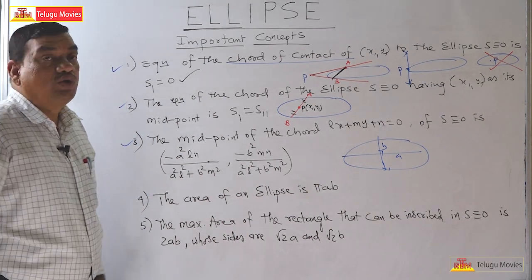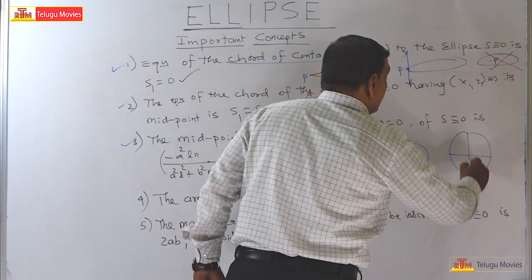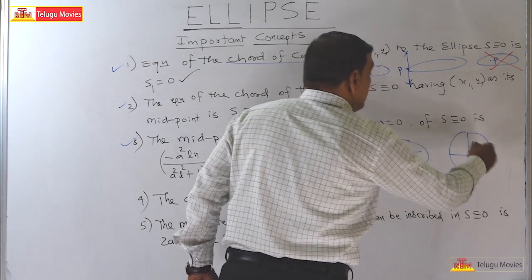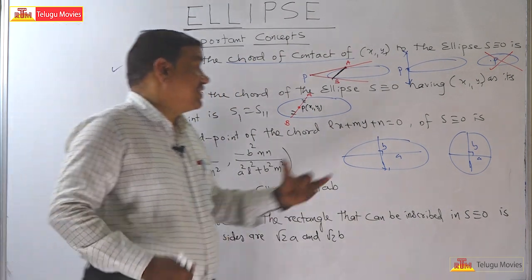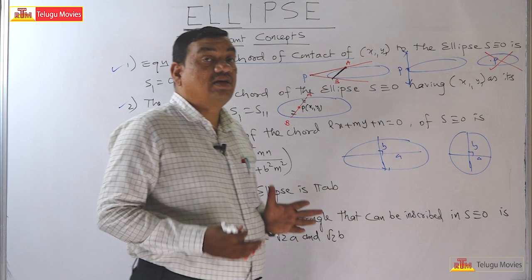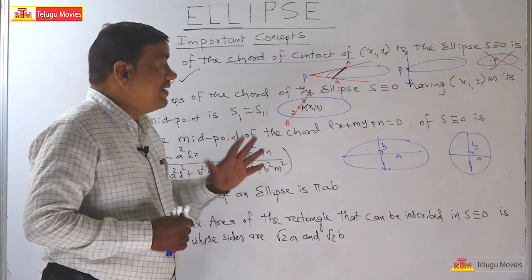If A is equal to B, what happens? You see here, it will become a circle. If the semi-major axis and the semi-minor axis are both equal, then it will become a circle.